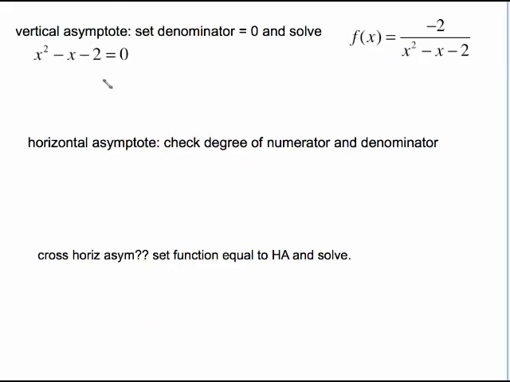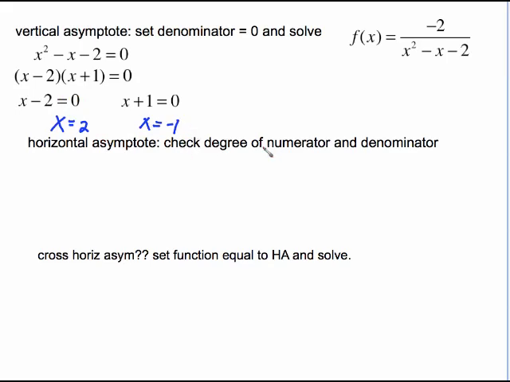Vertical asymptote, we're going to set the denominator equal to 0 and solve. To solve this quadratic equation, we're going to have to factor it. This is how it factors. Set each piece equal to 0 and solve, and we get x equals 2, x equals negative 1. So we have two vertical asymptotes.